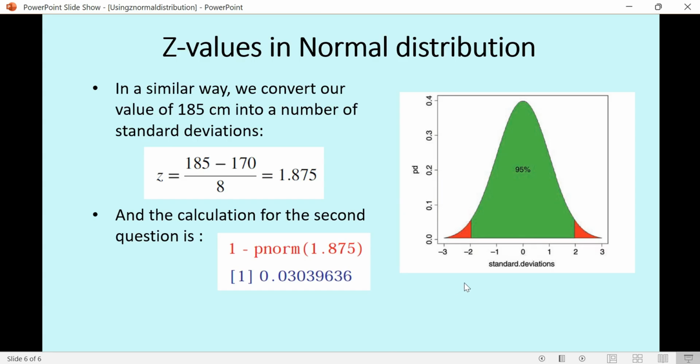So in the figure, it is just like the green area between. If this is the z value for 1.875 and this is the z value for minus 1.25, then the area between is for heights between 160 and 185.